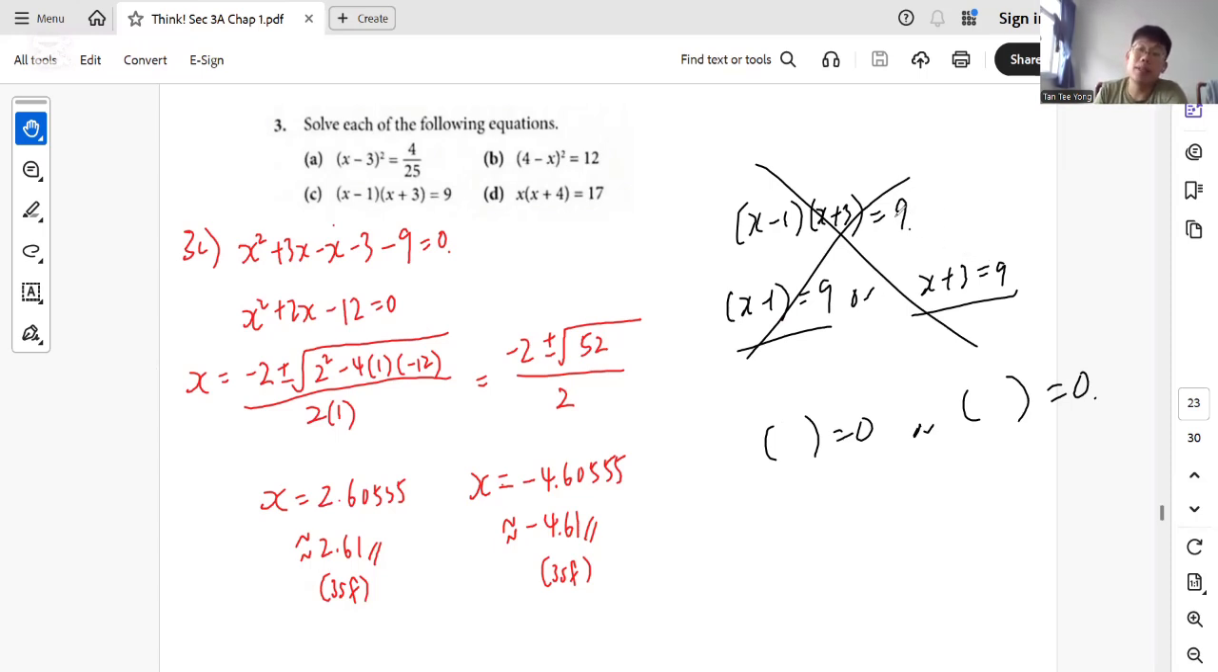If you have a question like 3C, you've got to expand the expression on the left, bring over the 9, then simplify and change it to a brand new quadratic equation. Then you do the quadratic formula. You can't do whatever I have written in black ink. So this is it for question 3C.